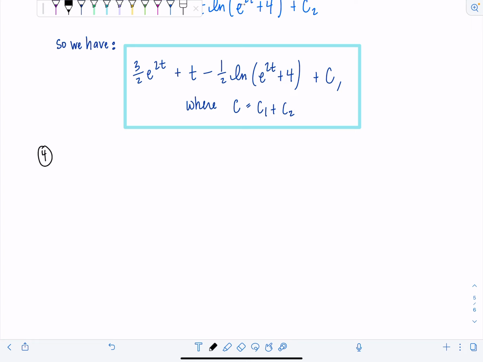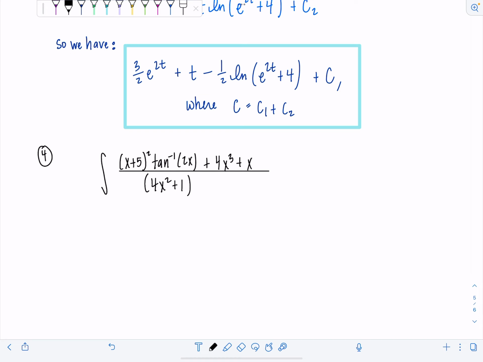Example 4. It's going to look frightening. Please don't be scared. We've got the integral of x plus 5 squared, tan inverse of 2x plus 4x cubed plus x, over 4x squared plus 1 times x plus 5 squared, dx. Holy moly. I already give you a hint that you're going to break it up.